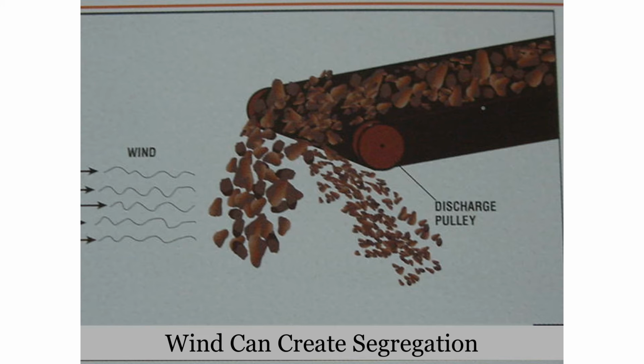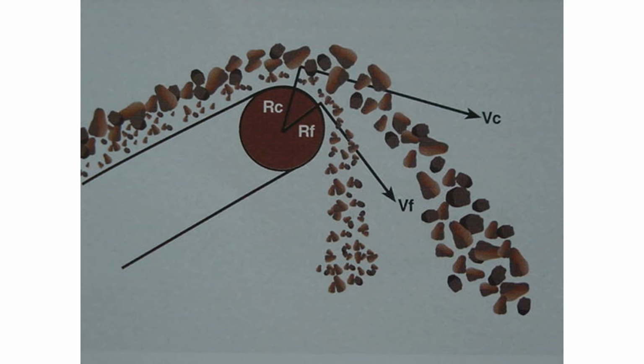The wind can also aggravate segregation. If we've got a strong wind, it's going to blow the fines to one side of the pile, and the coarse is going to go to the other. And if it's not even windy, this is what's going to happen, where the fine material, after it goes over that head pulley, is going to drop to one side. The coarse stuff, being heavier, is going to be shot to the other side of the stockpile.